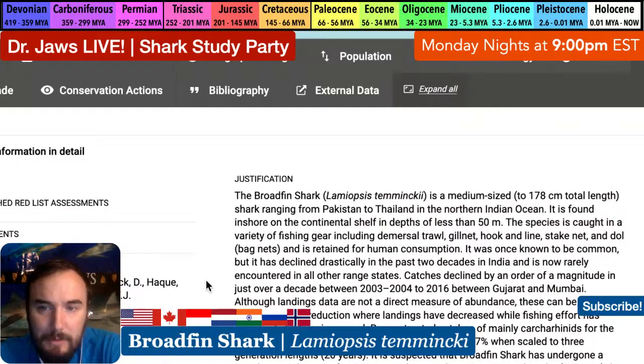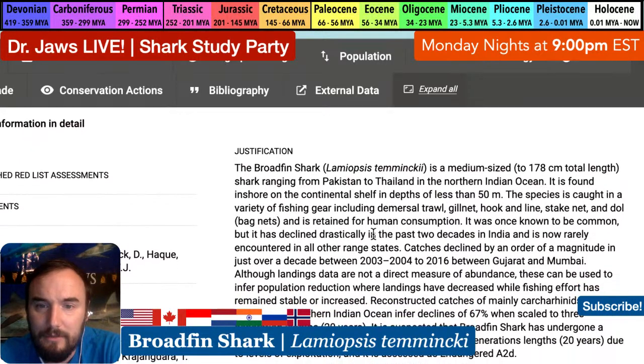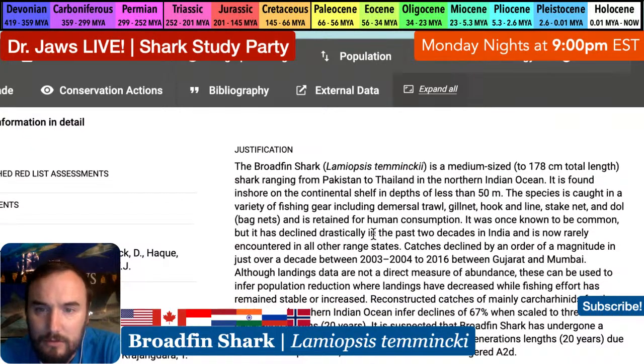It was once known to be common, but has declined drastically in the past 2 decades in India and is now rarely encountered in all other range states. Catches declined by an order of magnitude in just over a decade between 2003 and 2004 to 2016 between Gujarat and Mumbai. Although landings data are not a direct measure of abundance, these could be used to infer population reduction where landings have decreased while fishing effort has remained stable or increased.